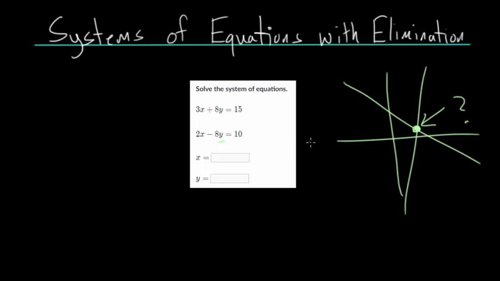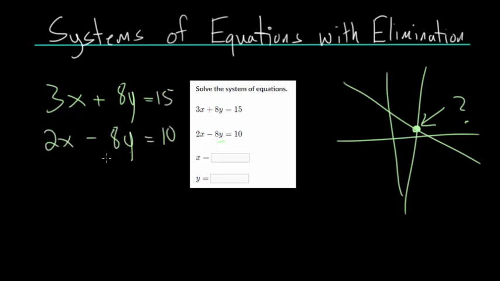Now elimination is where we're going to extend on that combining equations exercise. So let me rewrite these. 3x plus 8y is 15, and we have that 2x minus 8y is 10. So the elimination method is essentially where we're going to either add or subtract one equation from another. And the whole idea is to try and eliminate one of these variables, x or y, so that we have an equation with just one variable which we can solve for.